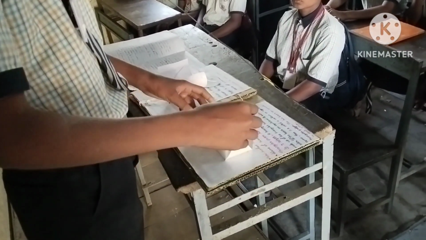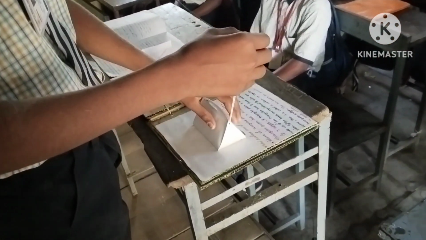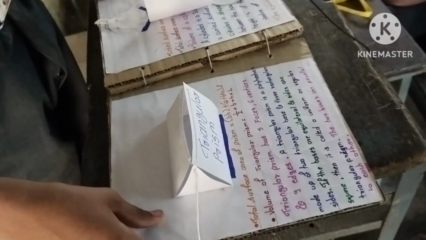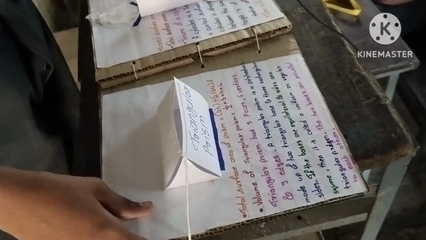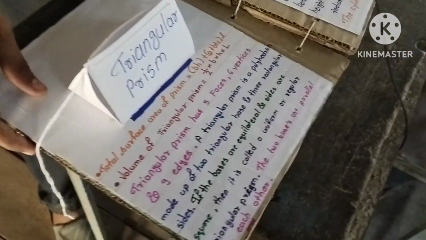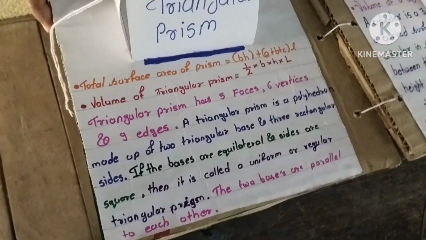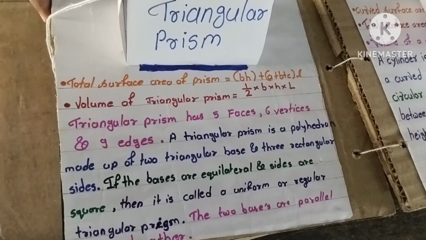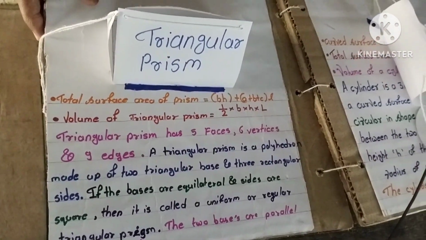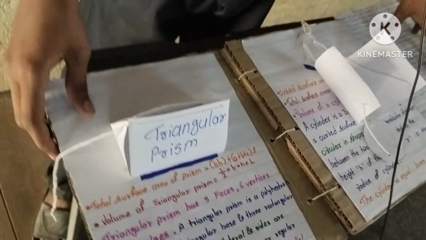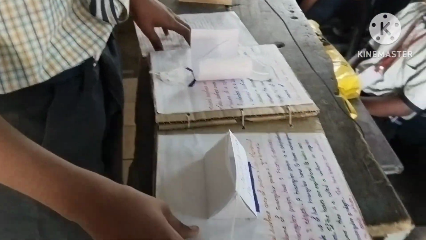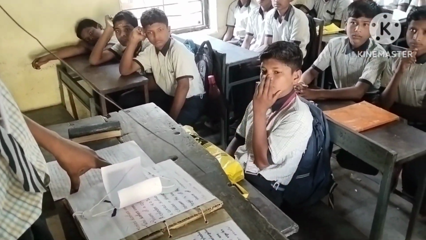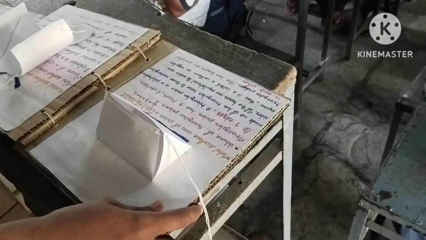Then I pull the rope of the triangular prism, and the triangular prism will be made perfectly. The total surface area of prism is equal to BH plus in bracket A plus B plus C into L. Then the volume of triangular prism is equal to 1 upon 2 multiply breadth multiply height multiply length.